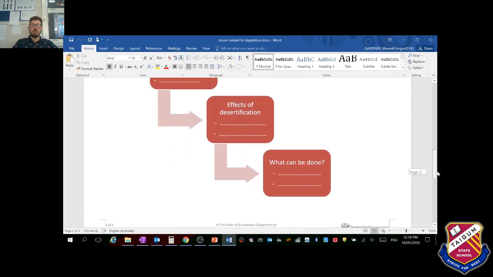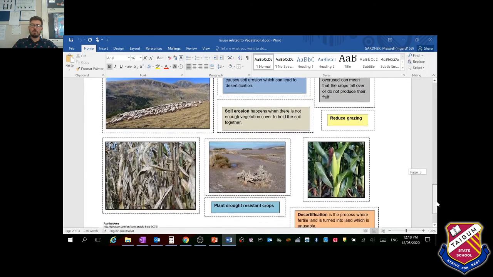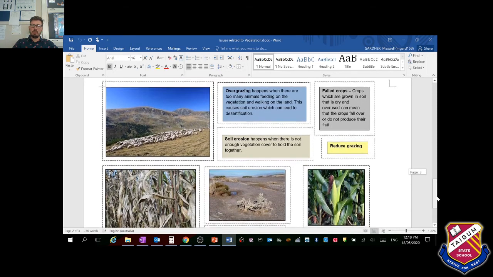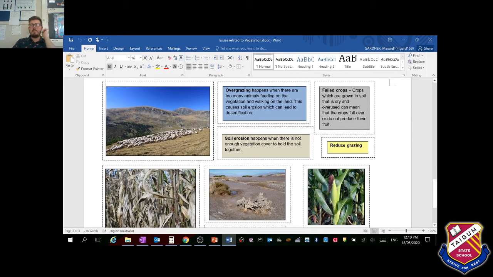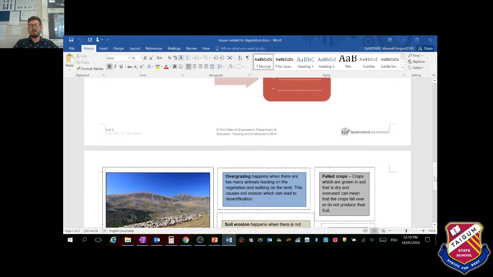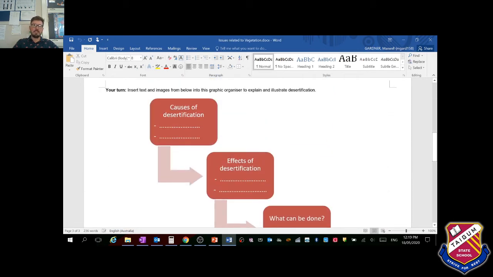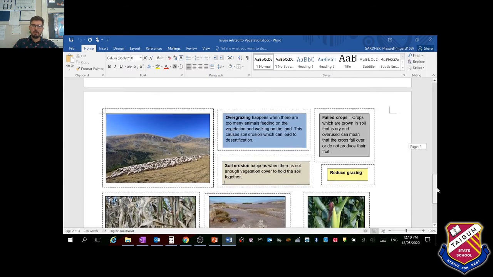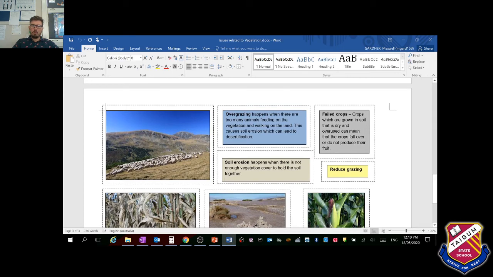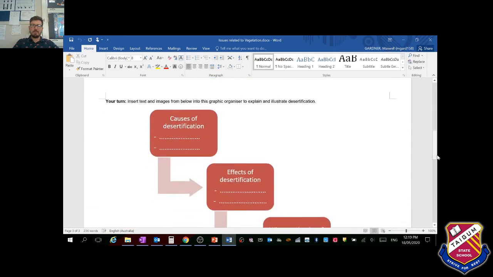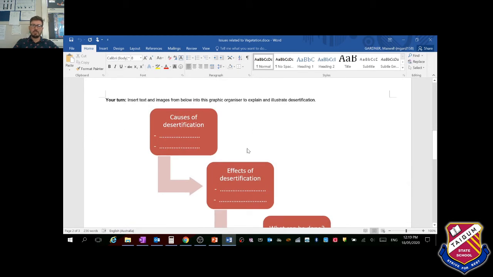Now I'm going to think about causes. What's a cause of desertification? Well, overgrazing happens when there are too many animals feeding on vegetation. That is a cause. So I'm going to put overgrazing as a cause. So anywhere around here. Failed crops, that is also a cause. So I'm going to put that in the causes section.